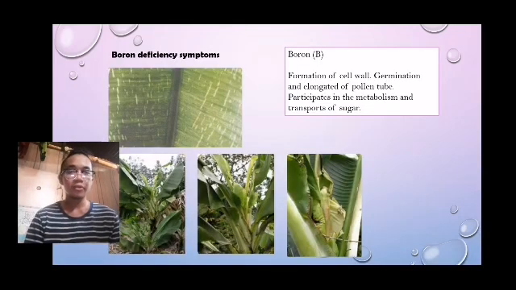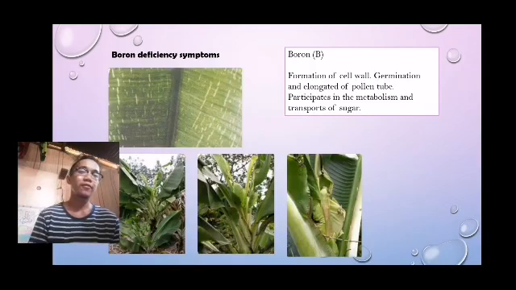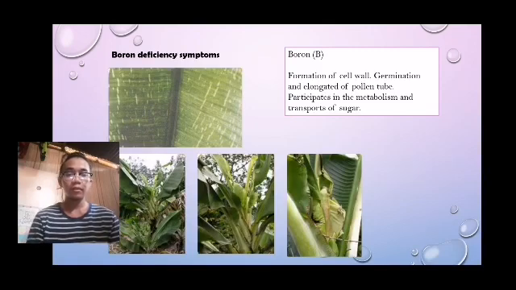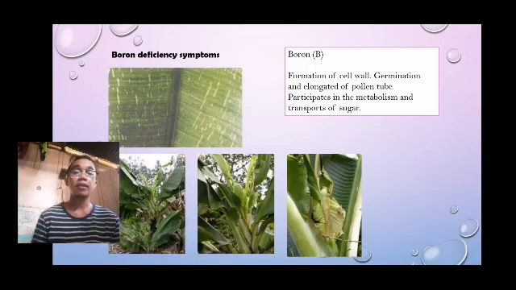Next is boron. The function of boron is formation of cell walls, germination, and elongation of the pollen tube. It participates in the metabolism and transport of sugar. The symptoms are curling and deformation of leaves, white strips perpendicular to veins on the underside of the lamina, chlorotic streaking of leaves, and reduction in weight and size of bunch.